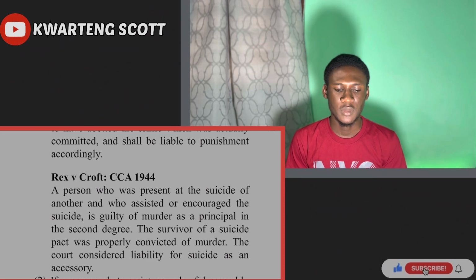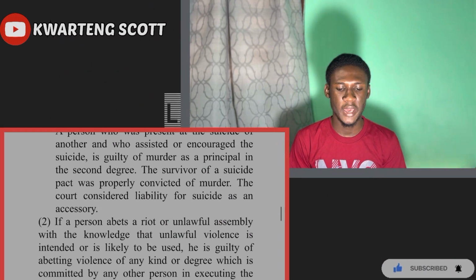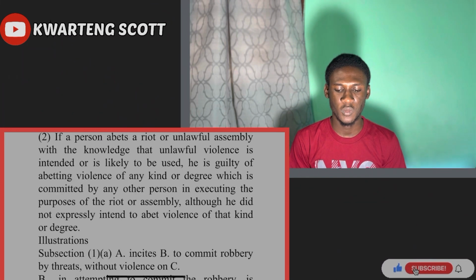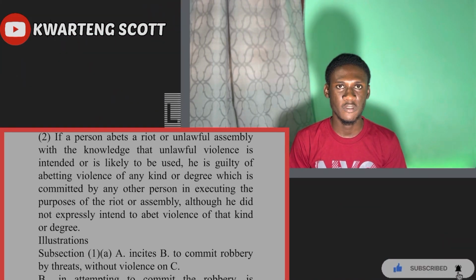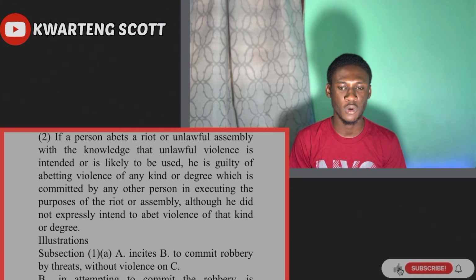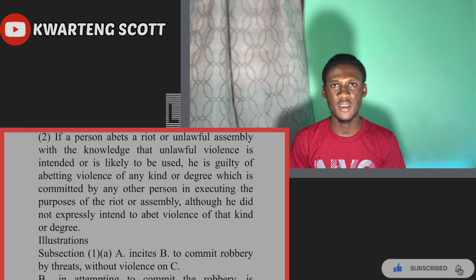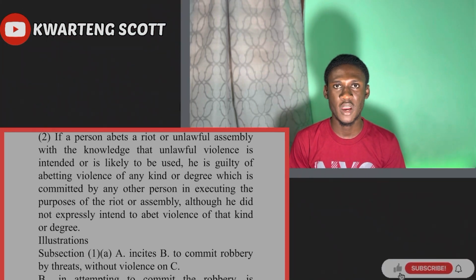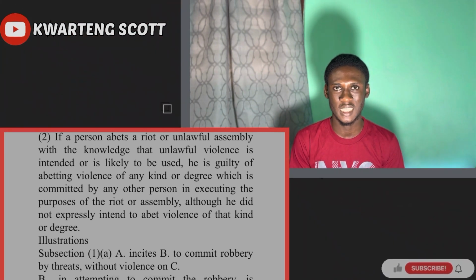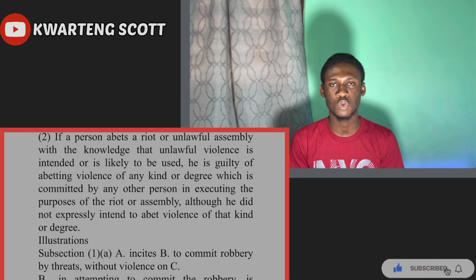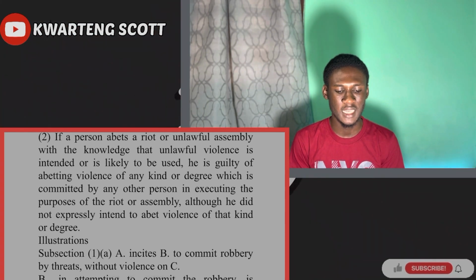Now, subsection 2. If a person abets a riot or unlawful assembly with the knowledge that unlawful violence is intended or likely to be used, he is guilty of abetting violence of any kind or degree which is committed by any other person executing the purpose of the riot or assembly. So if you gather and mobilize people to go and do something, and you know that the purpose will definitely be achieved through violence, it means you are abetting violence, and you will be charged accordingly.